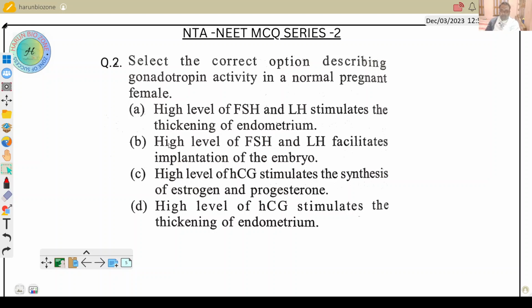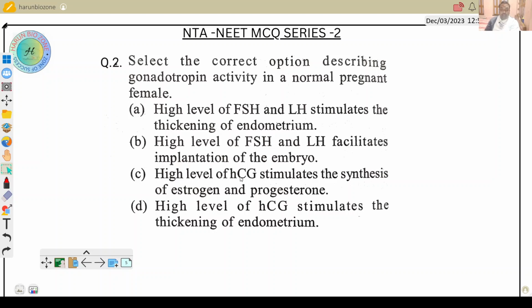Option B, high level of follicle stimulating hormone and luteinizing hormone facilitates implantation of the embryo. It means when the level of luteinizing hormone and follicle stimulating hormone is high, that helps implantation, or the settling of the embryo or zygote into the endometrium wall. That is called implantation. Option C, high level of HCG stimulates the synthesis of estrogen and progesterone.